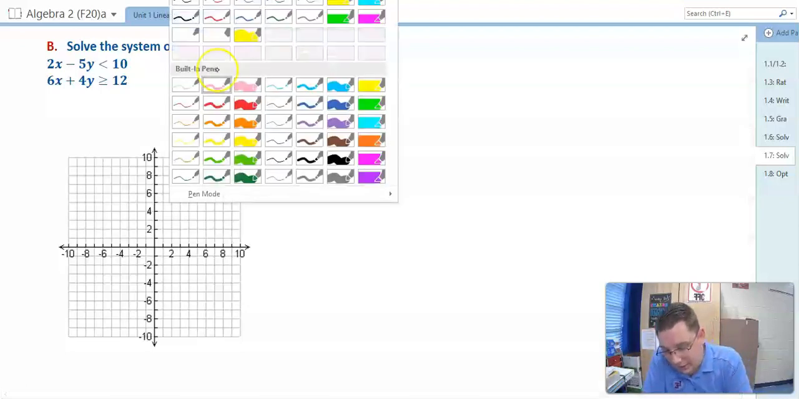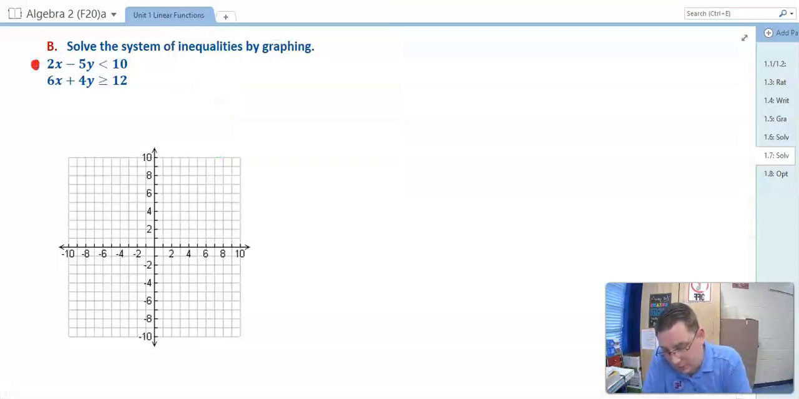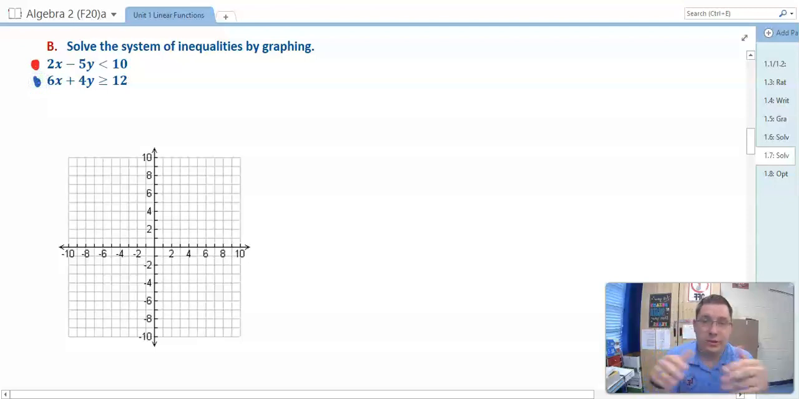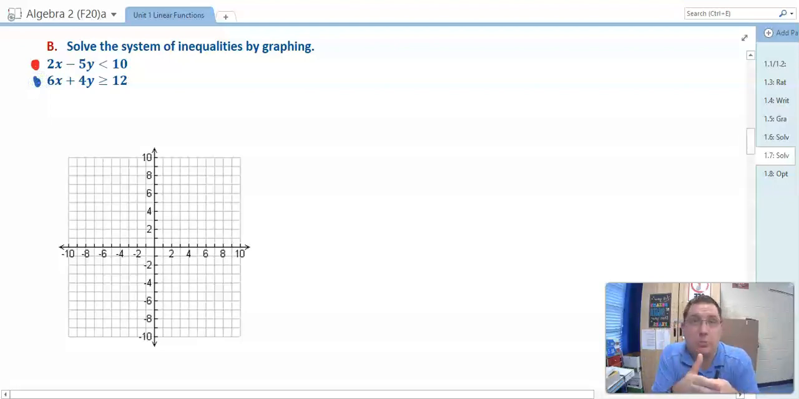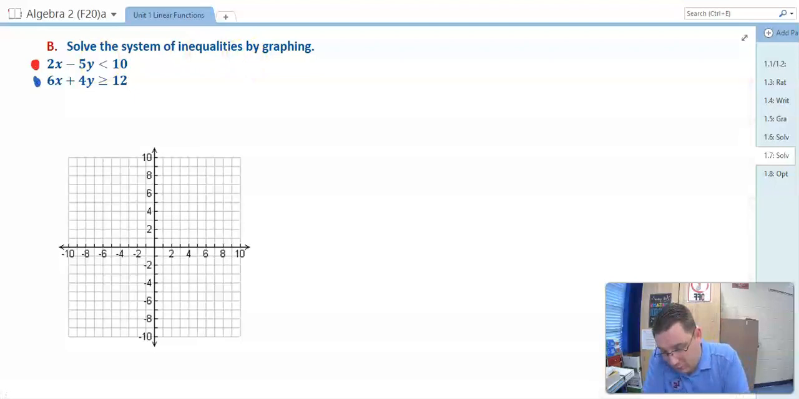Okay, so let's look at, again, I'm going to label the first one red and the second one blue. And if you are doing this in your OneNote and doing this in your notes, use the colors. If you're doing this on Kami for your assignments, use the colors. If you're doing this on paper and pencil, find some colored pencils or markers. This is going to help you a lot with this. Okay, so the first one, remember that we set 0 for each of the variables and solve for the other.